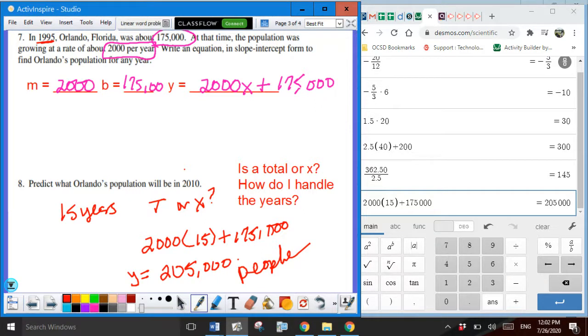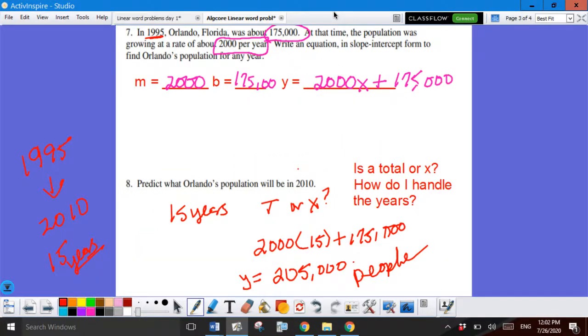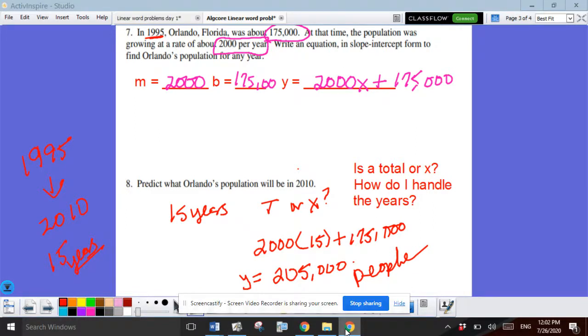Okay, so that's what you're working on today. All right, so you're going to do a matching activity and answer some questions, determining whether or not it's my X or whether or not it's my total. Take your time, do a good job. And if you're stuck, ask a question because you've got a test coming up.